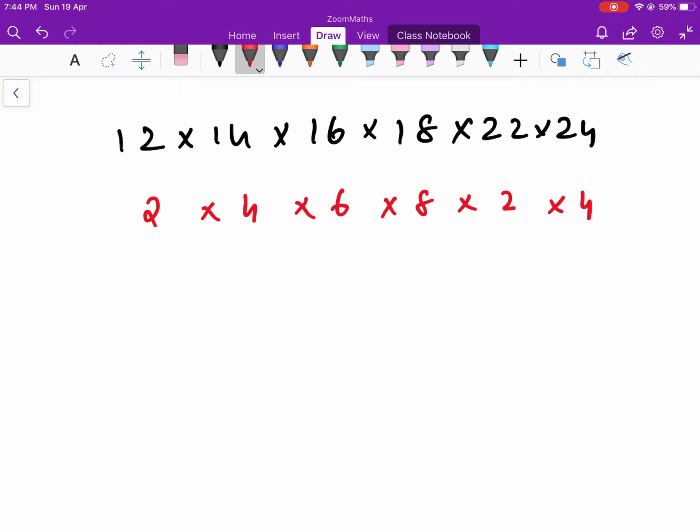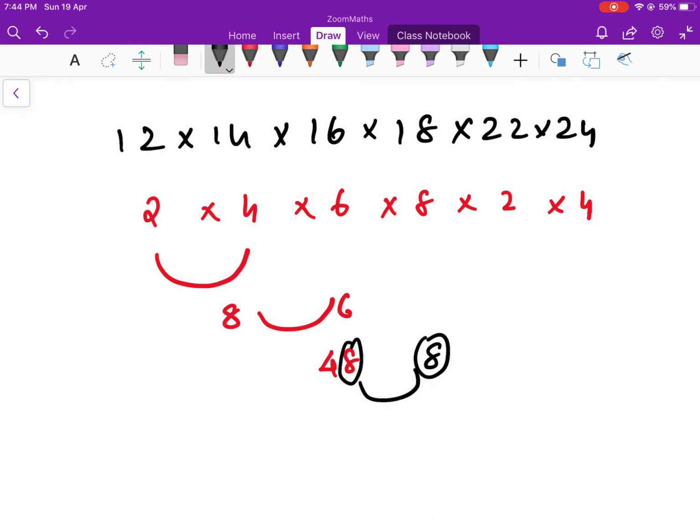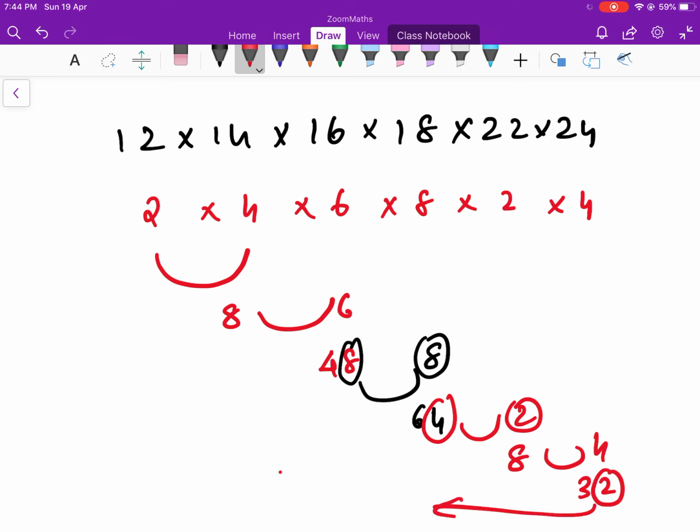Now how you do this is keep it simple. 2 into 4 is 8. Now this 8 into 6 is nothing but 48. So select this 8 again. It becomes again 8 into 8 is 64. Don't take the entire 64, just take 4. Just take the number 4. 4 into 2 is again 8. Again 8 into 4 is 32. Your unit digit is 2. Equal to 2. Get that?